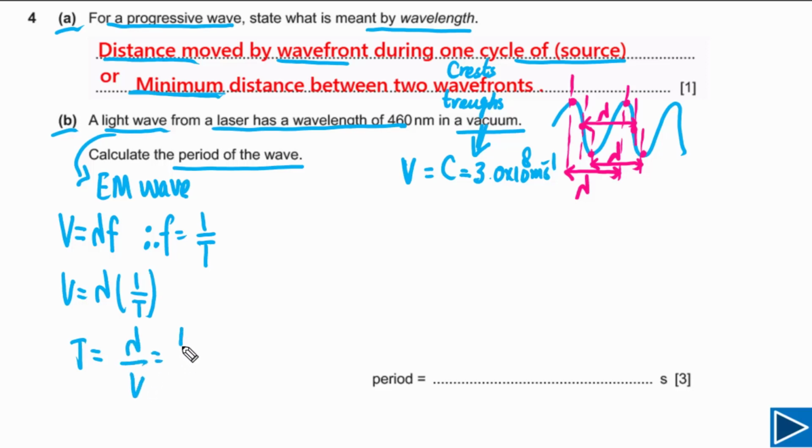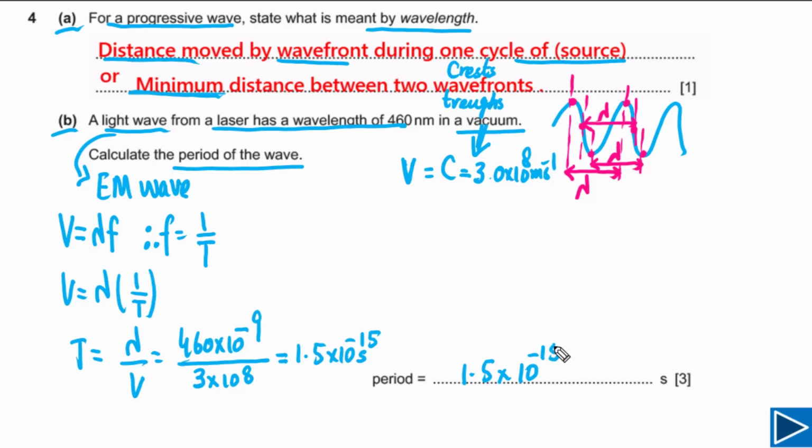Lambda is given to us, and this is equal to 460 nanometers. It simply means 10 to negative 9 divided by the speed of light, so 3 times 10 to 8. Now if we simply solve this, our final answer will be 1.5 times 10 to negative 15 seconds, and this is our final answer.